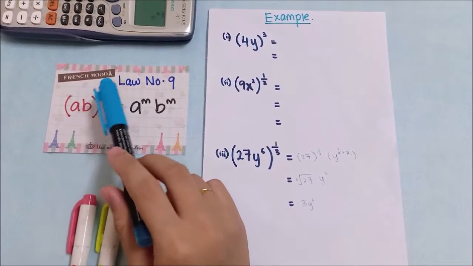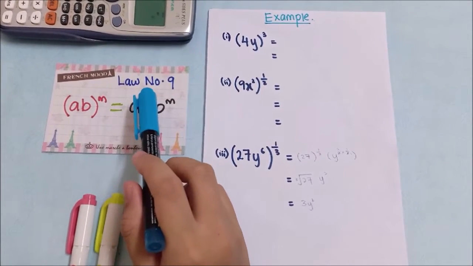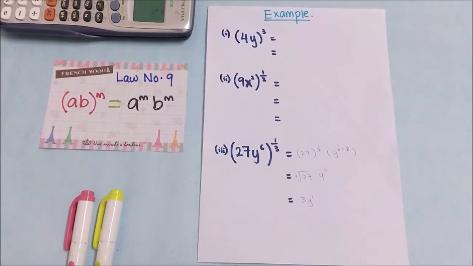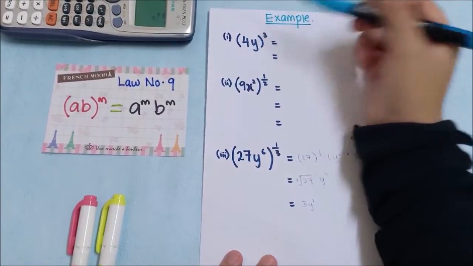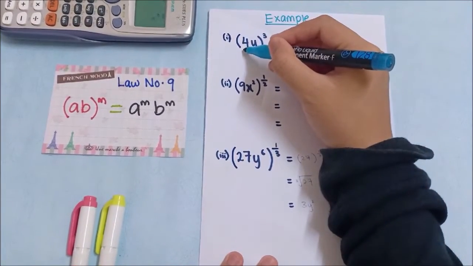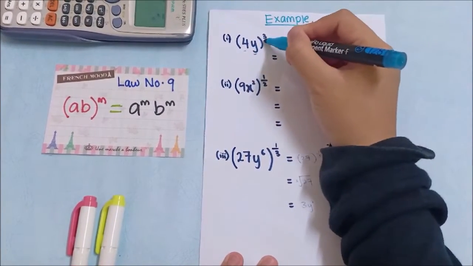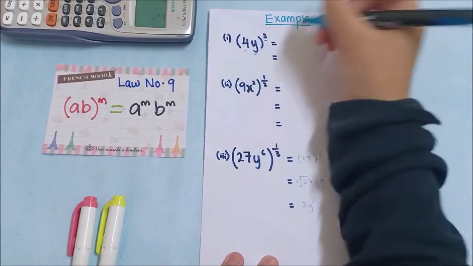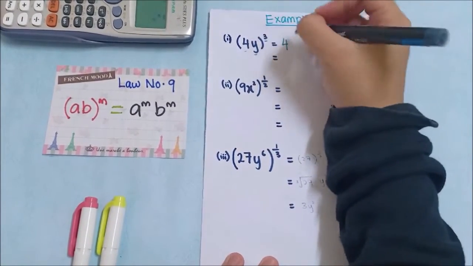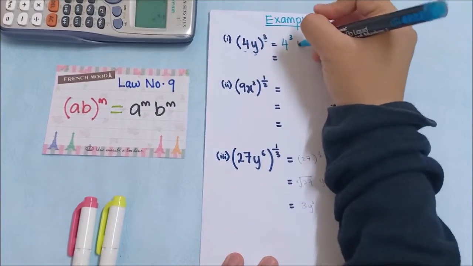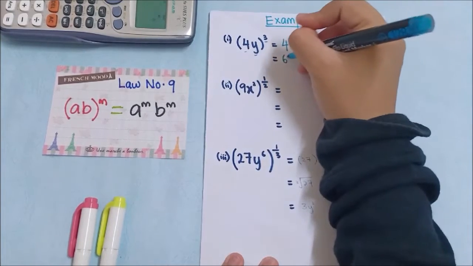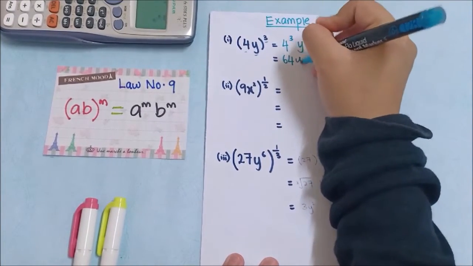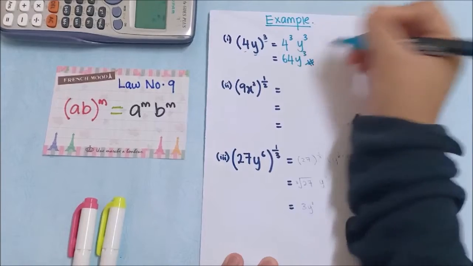For law number 9, (ab)^m equals a^m times b^m. For example, (4y)^3. So we take each value in this to the power of 3. 4 to the power of 3, y to the power of 3. So 4 to the power of 3 will give you the answer 64, and y to the power of 3. So this is the final answer.